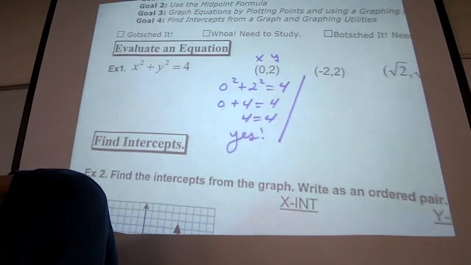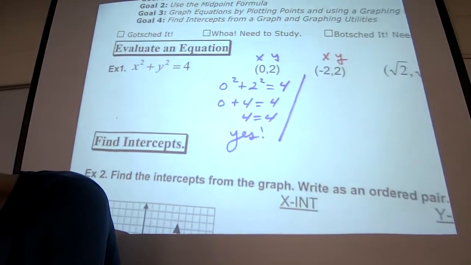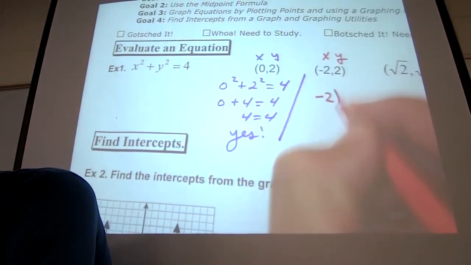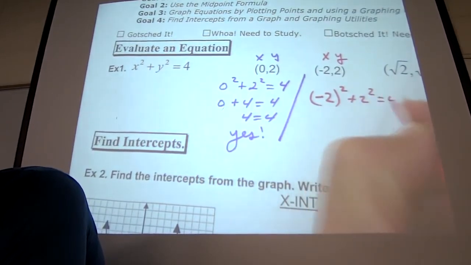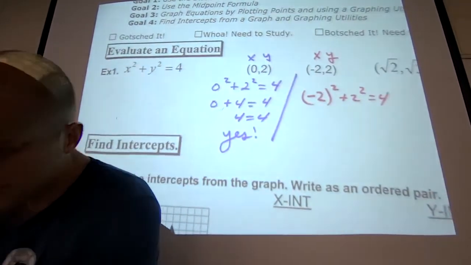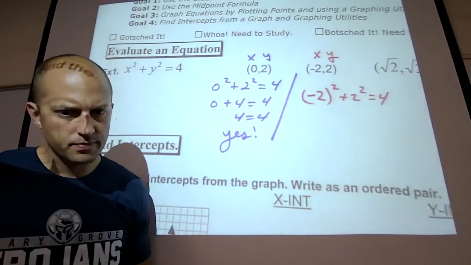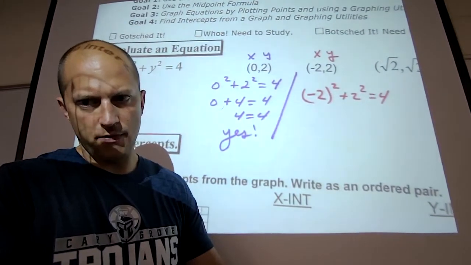Well, then we try the next one. We got (negative 2, 2). X is negative 2, y is 2. I'm going to plug in. I want to see if that point's on that graph. I take negative 2 and I square it, and then I take 2 and I square it, equal to 4. Well, what happens when you take a negative and you square it? What's negative 2 squared? 4. Yeah, we get 4.